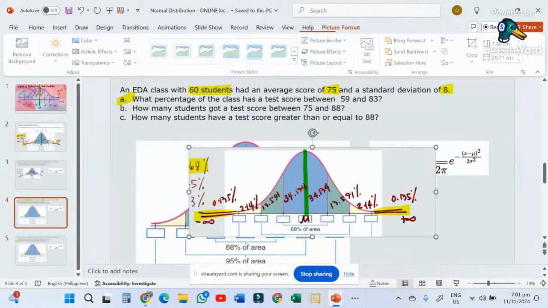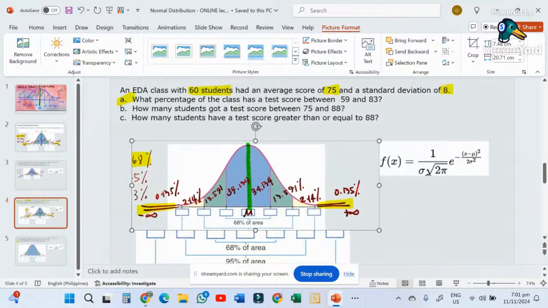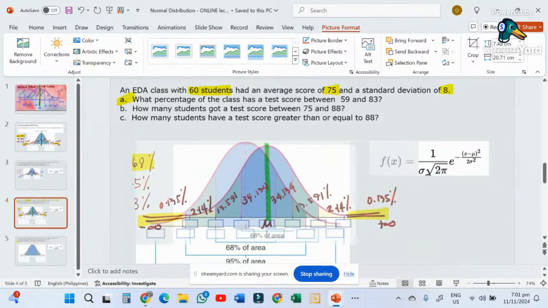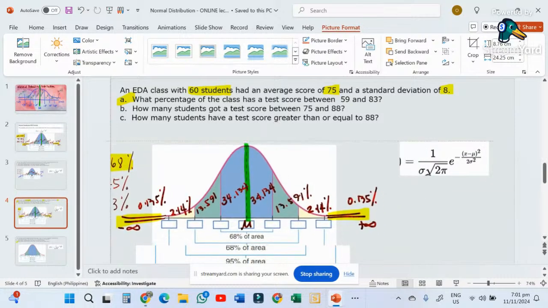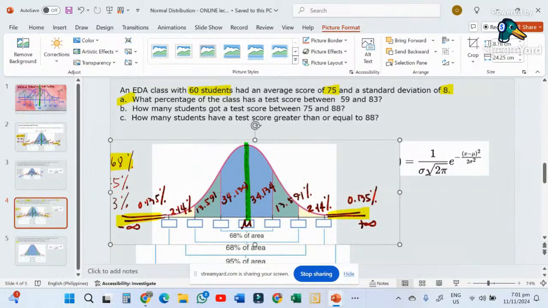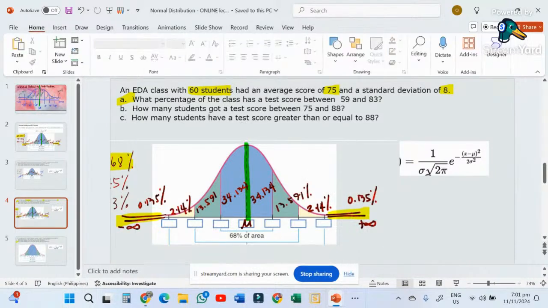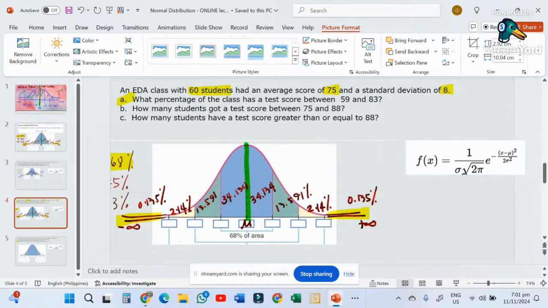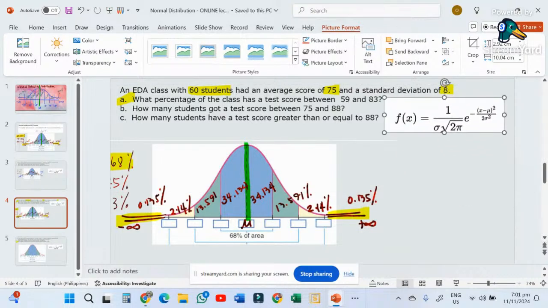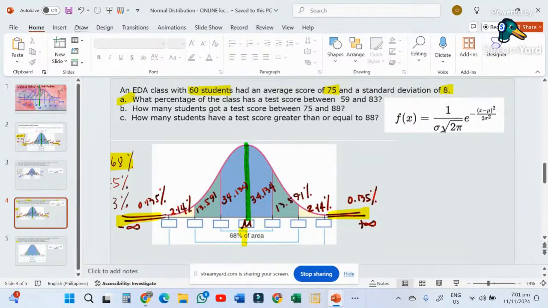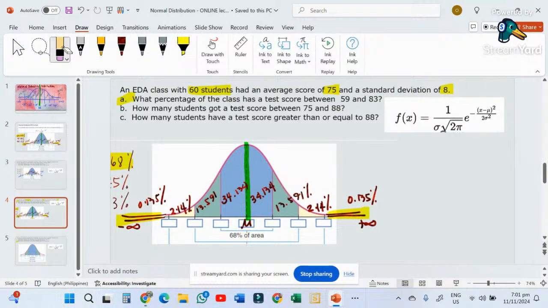So if we put it into our curve, the mu is 75. I hope you are with me.